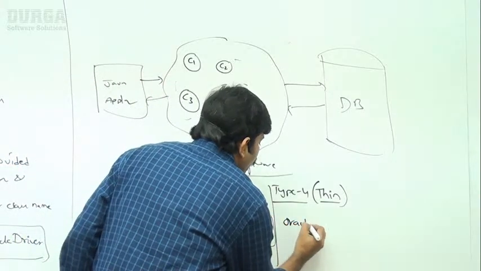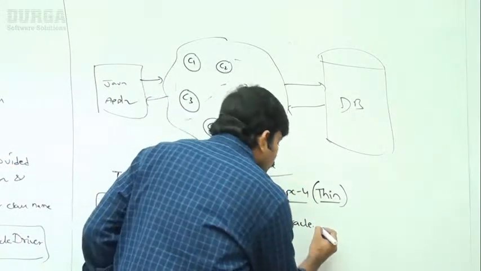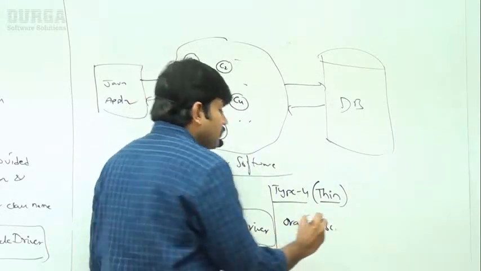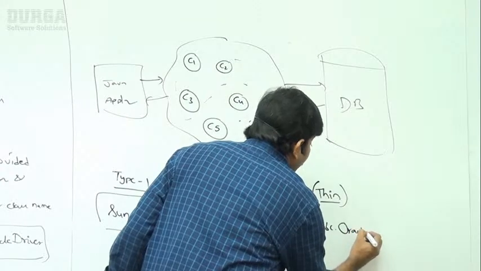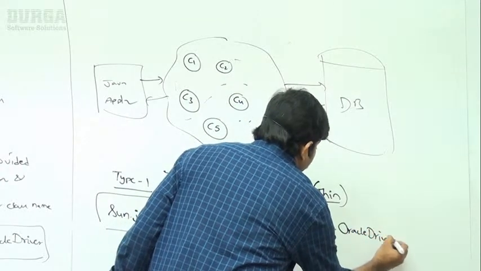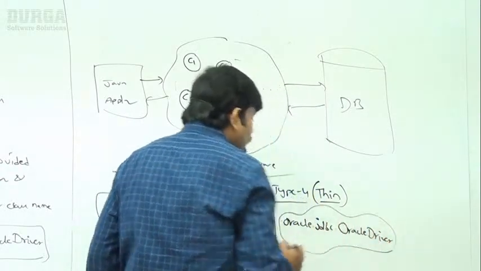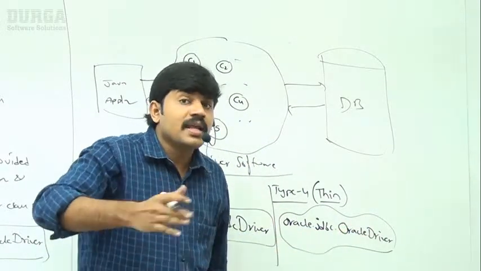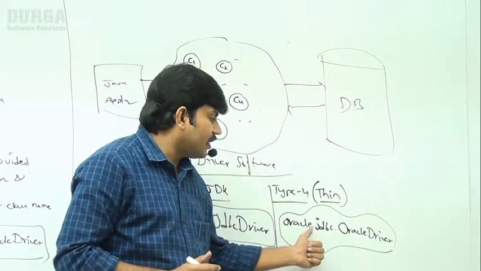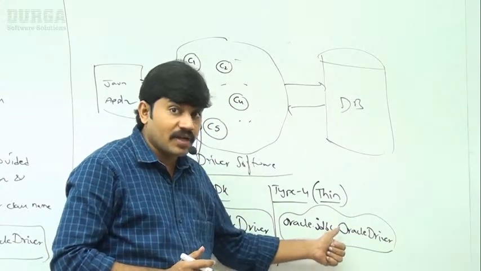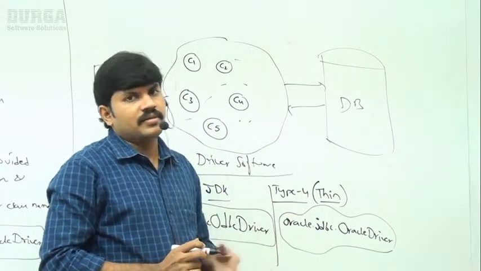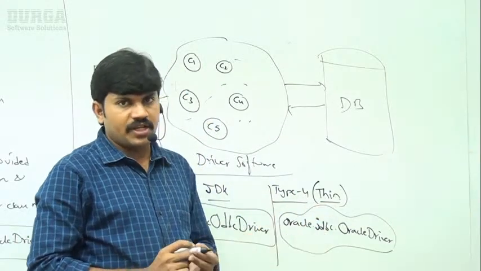Oracle.jdbc.OracleDriver. Are you getting that? Oracle.jdbc.OracleDriver is the driver software name. Is the driver class name present inside the type 4 driver software, or thin driver software, sir? Everyone can able to understand?